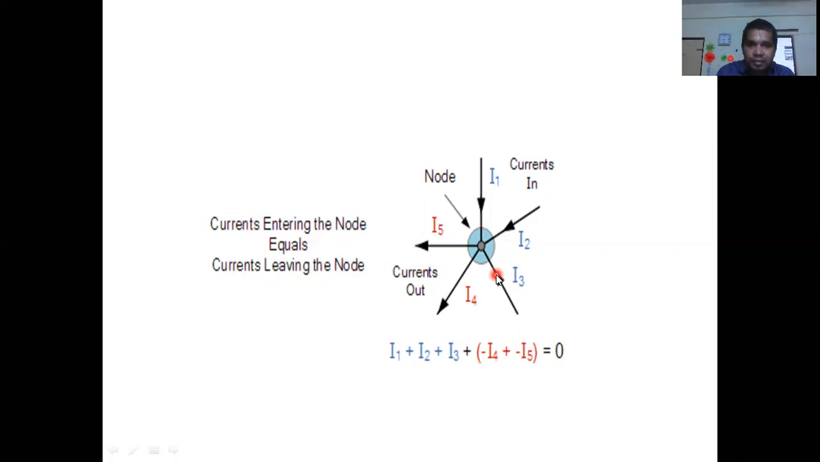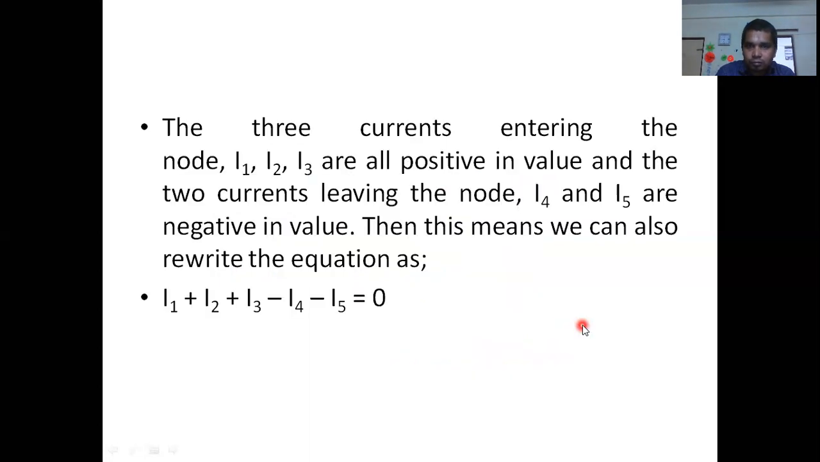Let us go to the next slide. The three currents entering the node, I1, I2, I3, are all positive in value, and the two currents leaving the node, I4, I5, are negative in value. So you have the equation I1 plus I2 plus I3 minus I4 minus I5 equals 0.